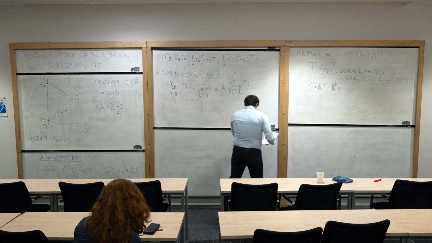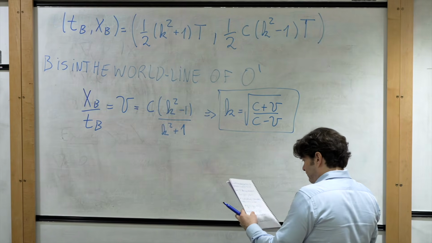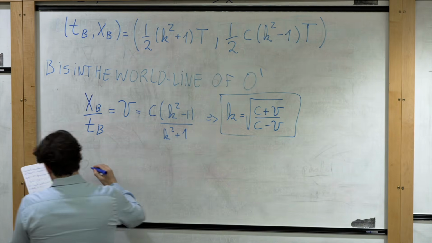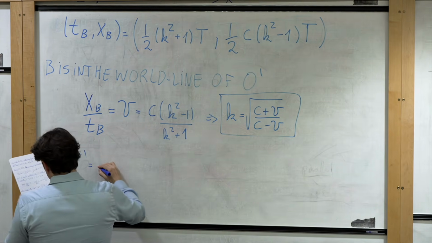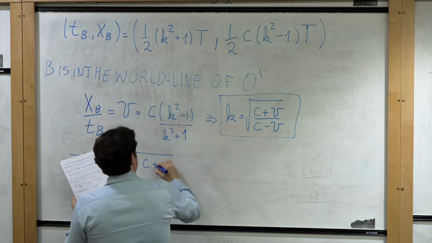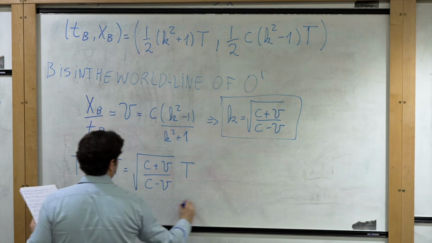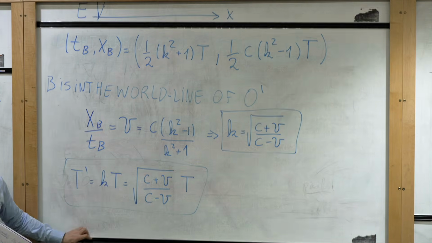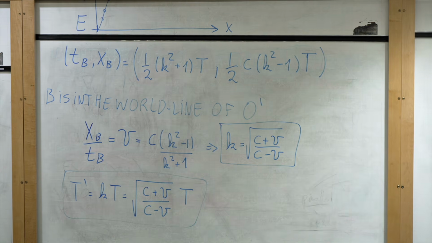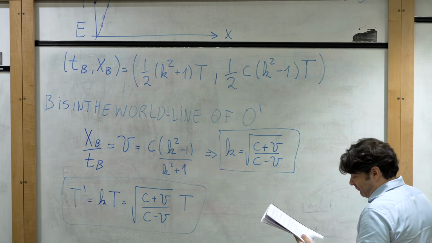Very nice. So notice then that we have k, and this is very cool because now we know that T prime is equal to kT, which is (c plus v) divided by (c minus v) times T. This is a beautiful relation. And notice the following. Now we are going to go into science fiction movies and the stuff that people use in science fiction movies.